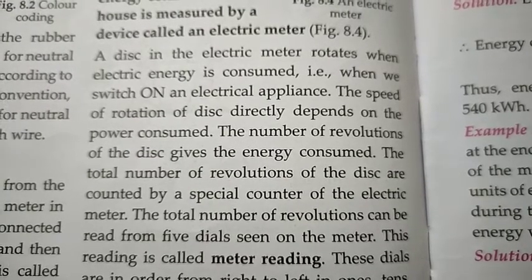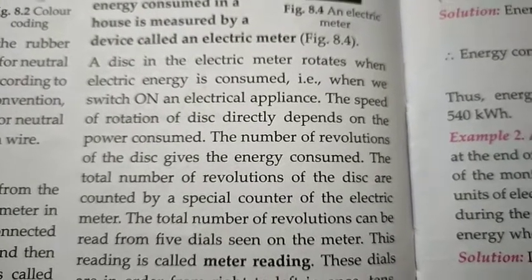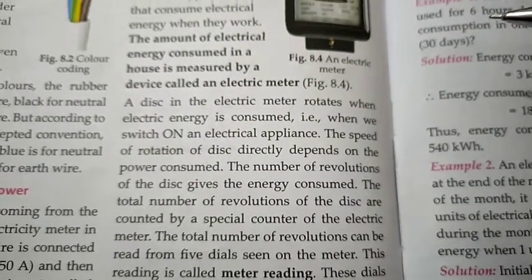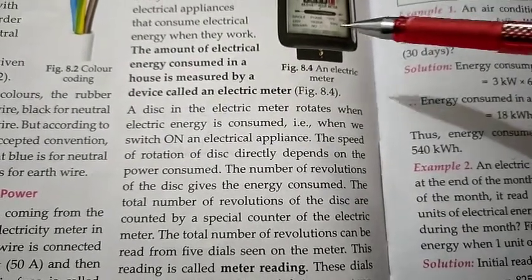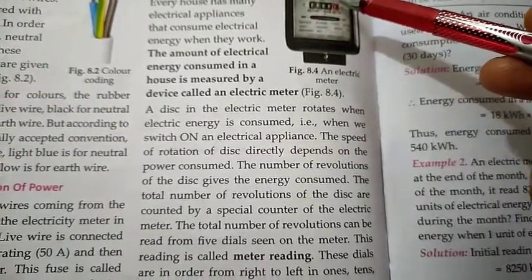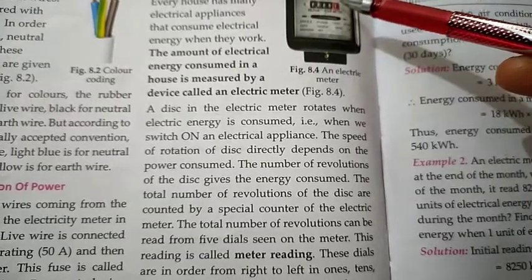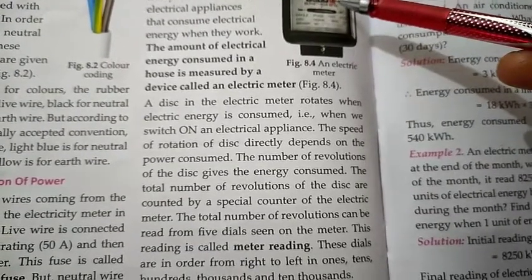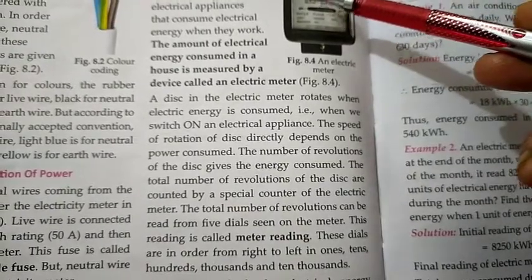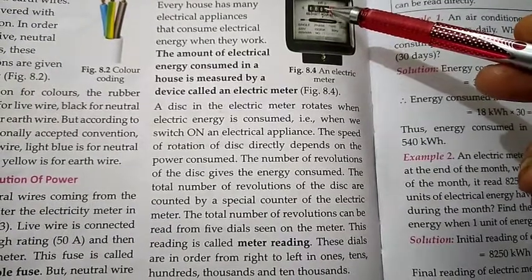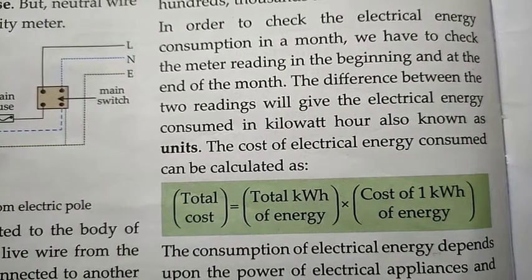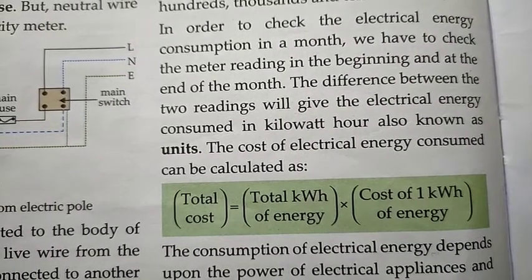The total number of revolutions of the disc is counted by a special counter of the electric meter, and the total number of revolutions can be read from 5 dials seen on the meter, and this reading is called meter reading. These dials are in the order from right to left in ones, tens, hundreds, thousands and 10,000s.